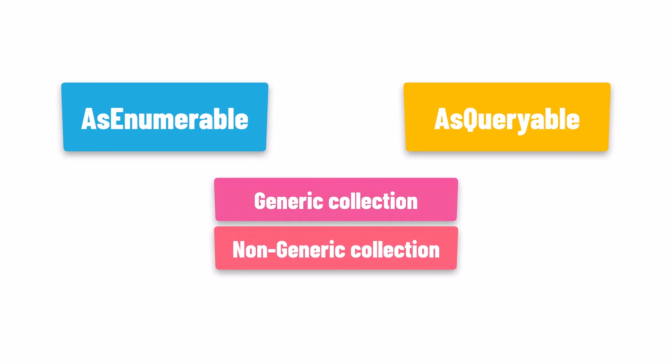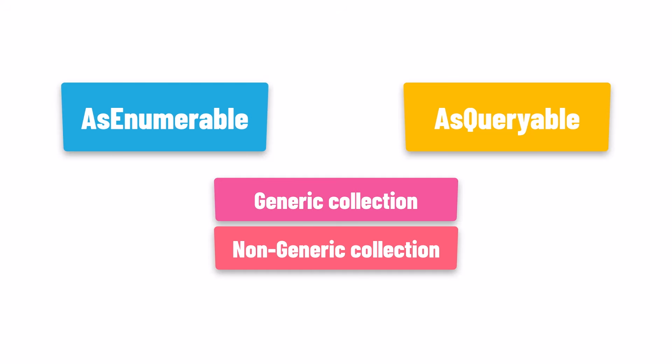In this video, we will explore two powerful LINQ extension methods, AsEnumerable and AsQueryable. We will delve into the differences between the two, their purposes, return types, and when to use each method. Before watching this video, please make sure you already watched the other video about generic and non-generic collections. It's important to understand the difference between both collection types, so that you can understand this video easier.